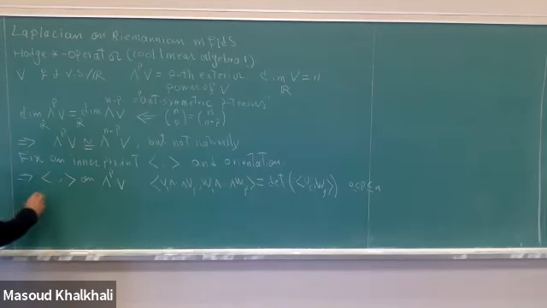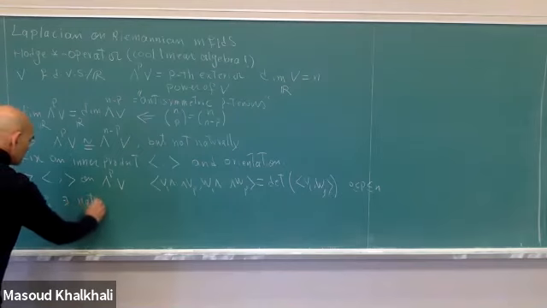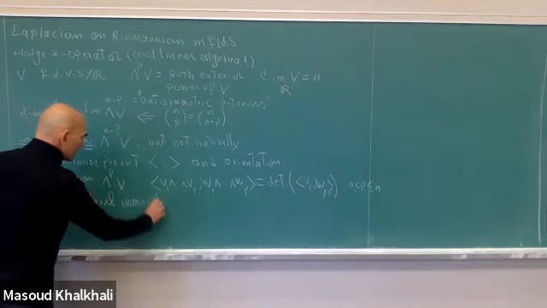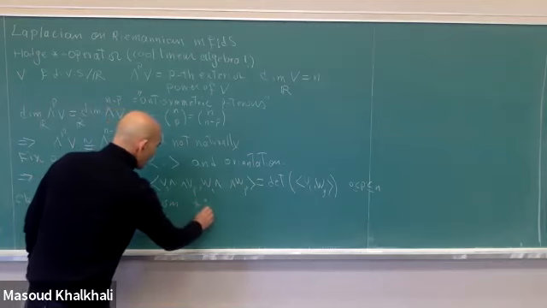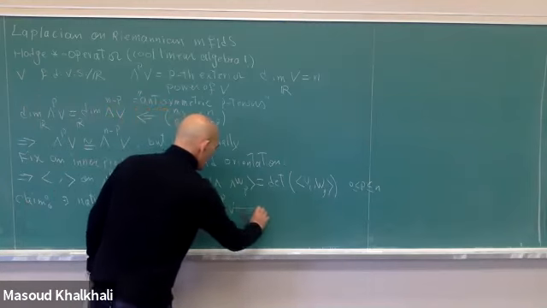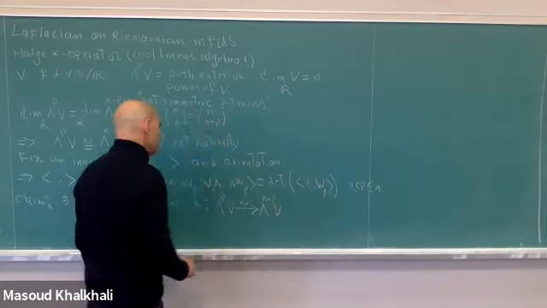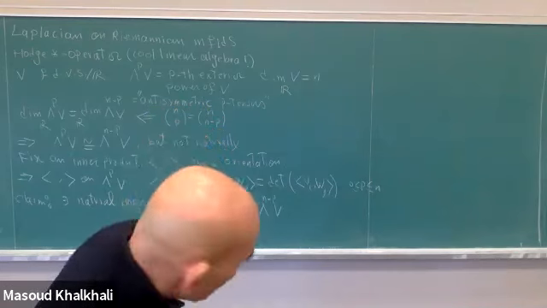We want to get, so the claim is that there exists a canonical, or natural, isomorphism, which we call star, going from wedge P of V to wedge n minus P of V, which is defined like this.